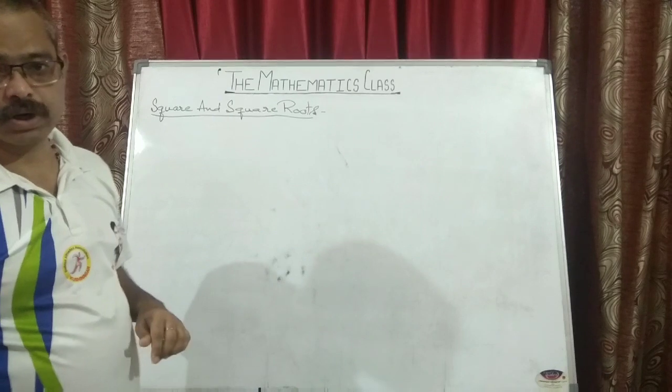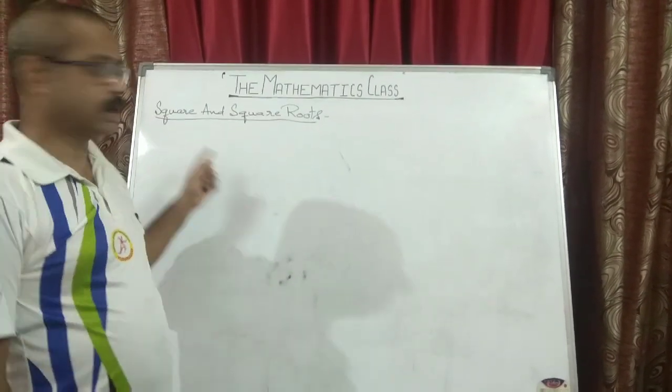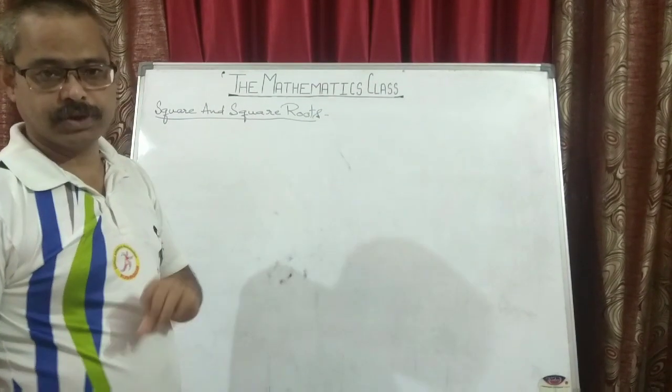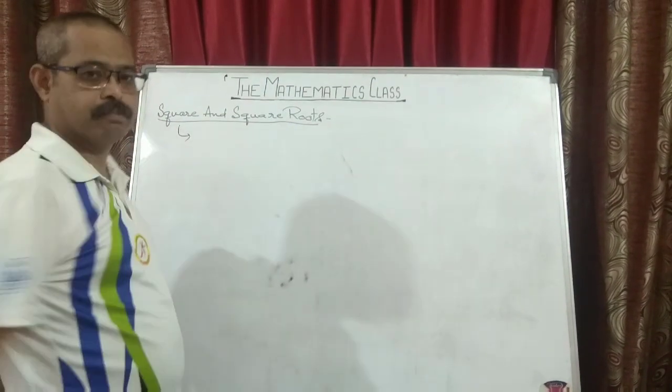Now this class is for class 8 and today we will be discussing the third chapter, that is squares and square roots. So first of all we would discuss what is the meaning of a square. What is a square number?